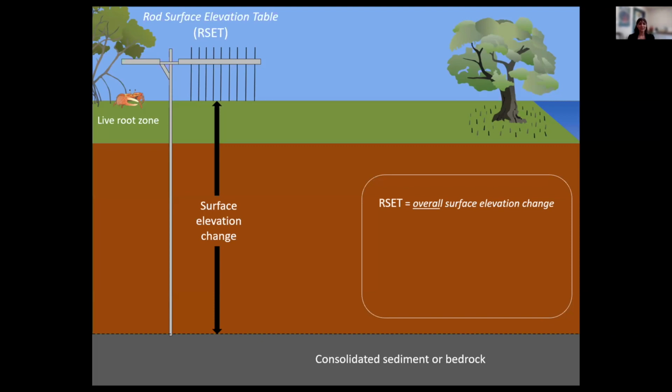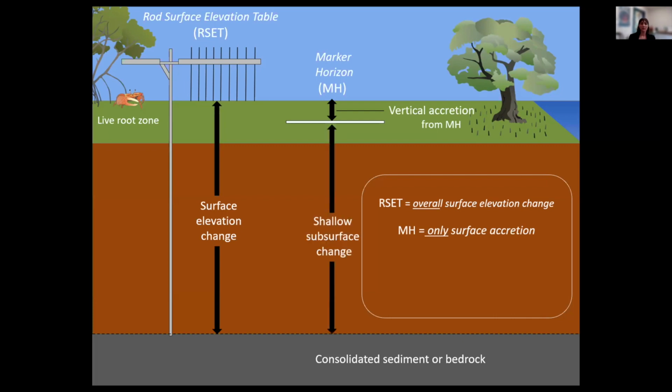The frequency of these measurements really depends on your research question, but generally these are annual measurements being made. So very long-term, slow processes that over a long period of data capture will get some answers. These are usually paired with three marker horizons, and this gives us the vertical accretion. So marker horizons are often a pale substance like feldspar laid down at the baseline measurement, and that can delineate the surface processes that have occurred since its installation. From that, we can determine the overall subsurface change.